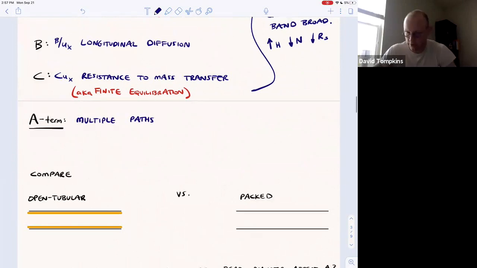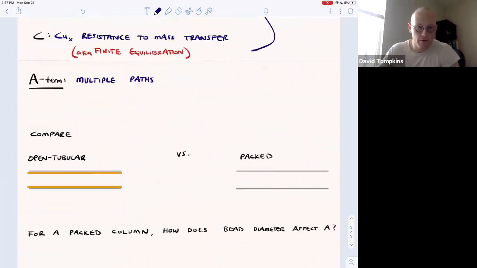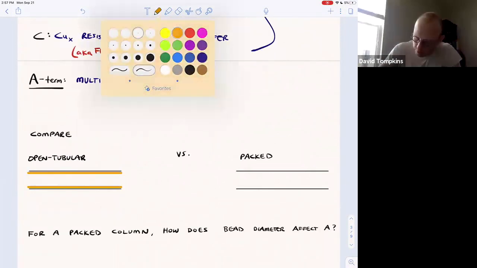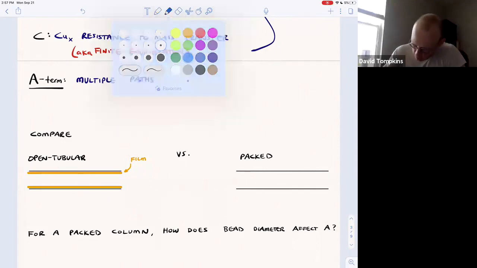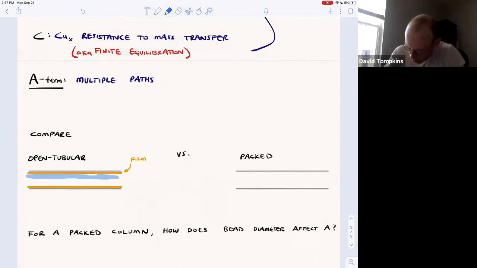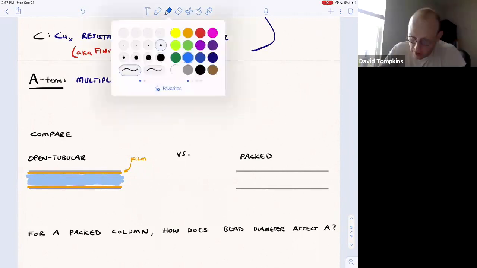So I'll show you two different setups here. For an open tubular column, remember that you have some film of sort of a gel-like but liquid stationary phase along the inner wall of the column. And the mobile phase, which I'll indicate here in blue, is simply going to flow straight through the column and take the solutes with it. And the solutes will go back and forth and stick to the film, depending on their relative affinities for the stationary phase.